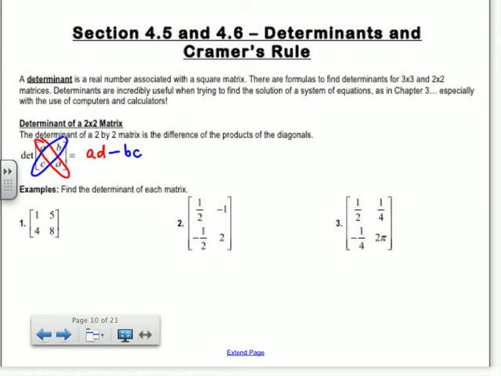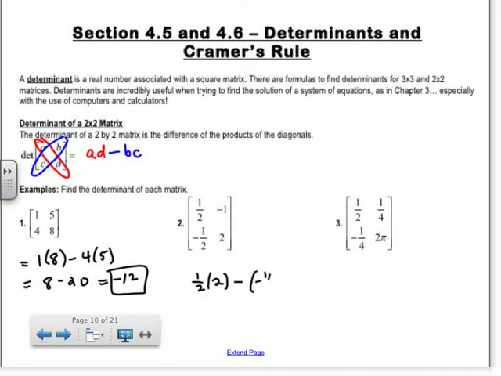All right, so number 1. I'm going to have 1 times 8 minus 4 times 5. So I get 8 minus 20, which is negative 12. So that is the number that's associated with that matrix. And we'll get to why these are useful in a little bit. All right, 2. So I'm going to have 1/2 times 2 minus negative 1/2 times negative 1. Be careful with your negatives. Remember, you're subtracting. So I have 1 minus negative 1/2 times negative 1, which is positive 1/2. So 1 minus 1/2 is 1/2.